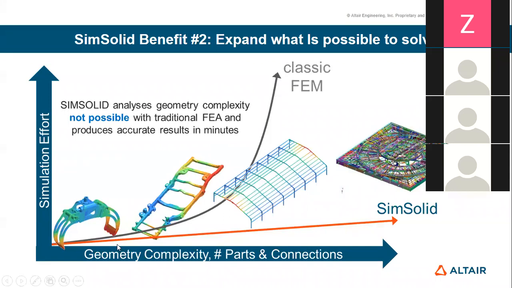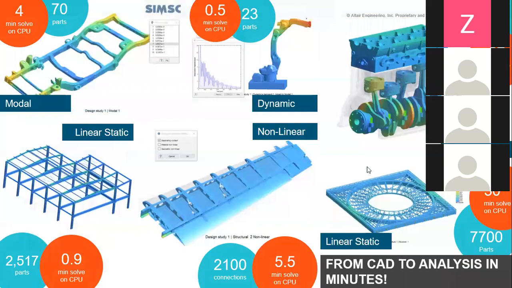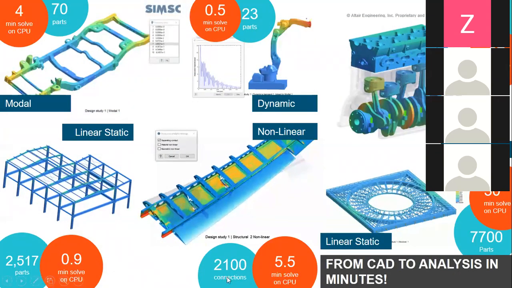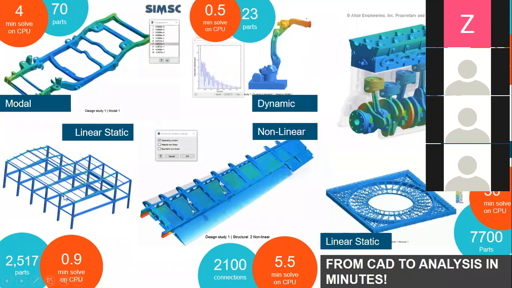If you have many assembly members, you can directly take it into the analytical tool and run the analysis. So there are some supported solutions: non-linear buckling, frequency response, weld automation, non-linear separation, bolt tightening, spot weld automation, fatigue analysis. Fatigue analysis was recently added to this tool. And here you can see some examples that we have run.